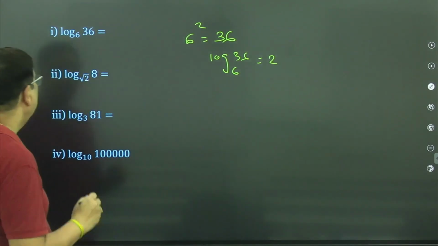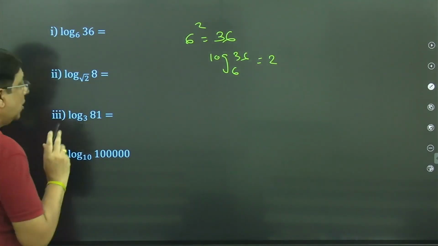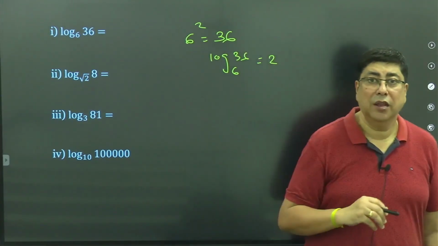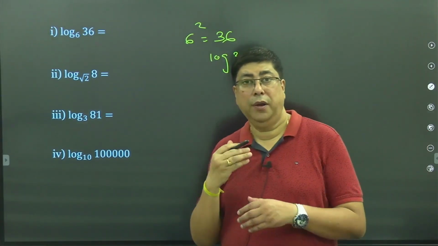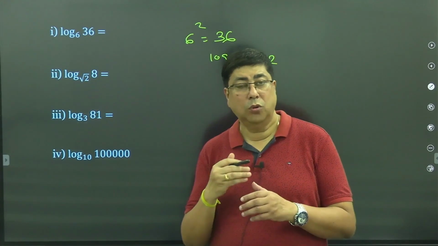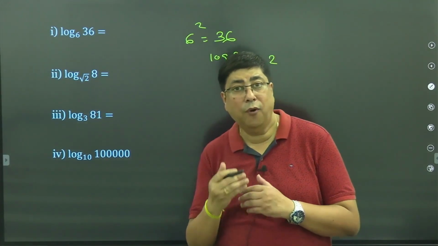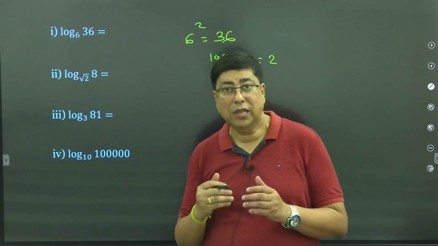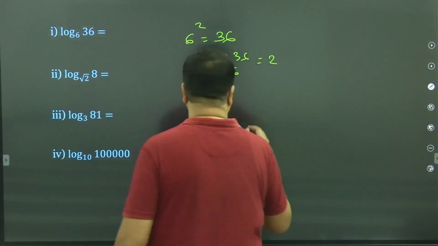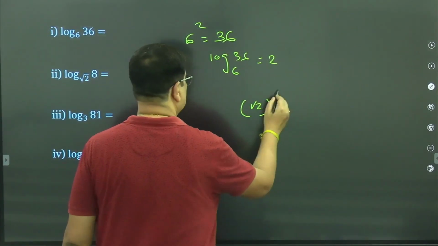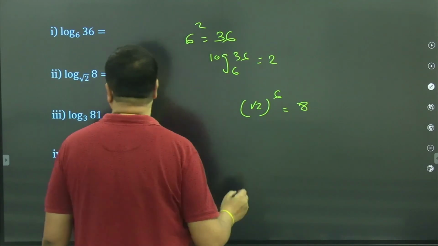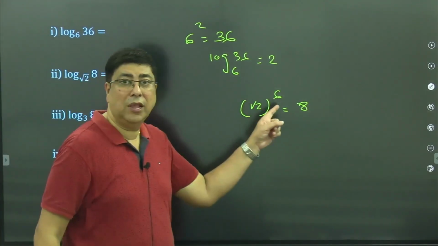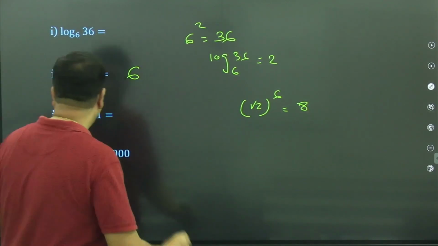Better you analyze yourself and try to solve from the base. For example, what should be the power of root 2 so that it becomes 8? Root 2 to the power 2 is 2. Root 2 to the power 4 is 4. Root 2 to the power 6 is 8. Therefore, this is coming because the answer of the log is power. Remember one thing, everybody, the answer of the log is power, so we can write this.